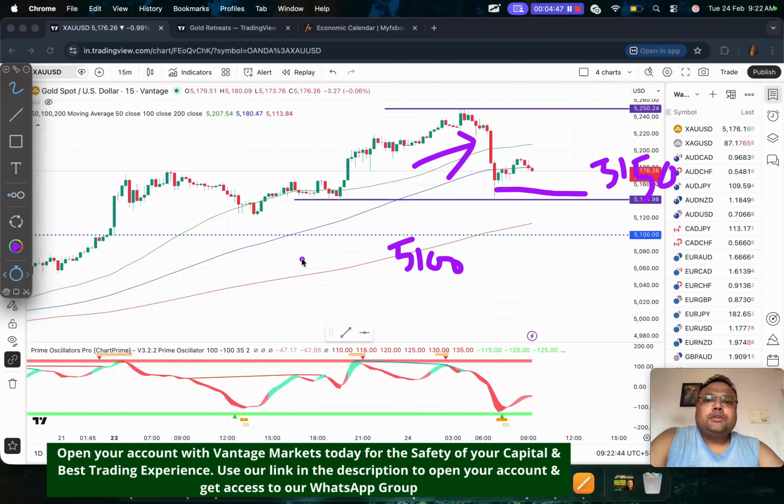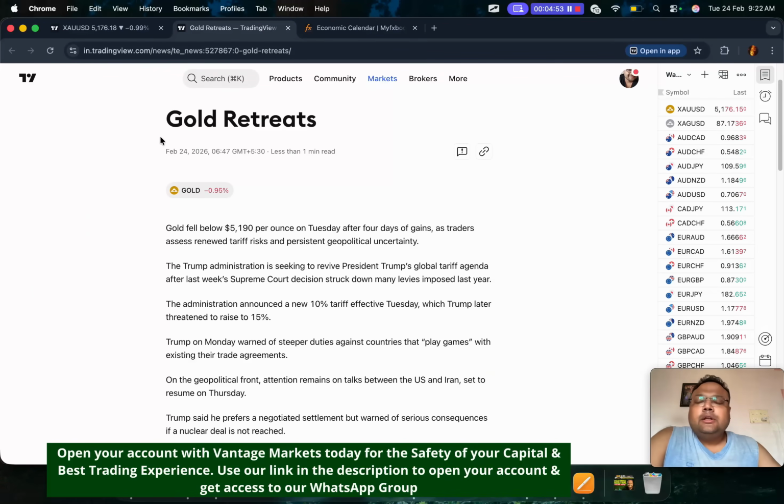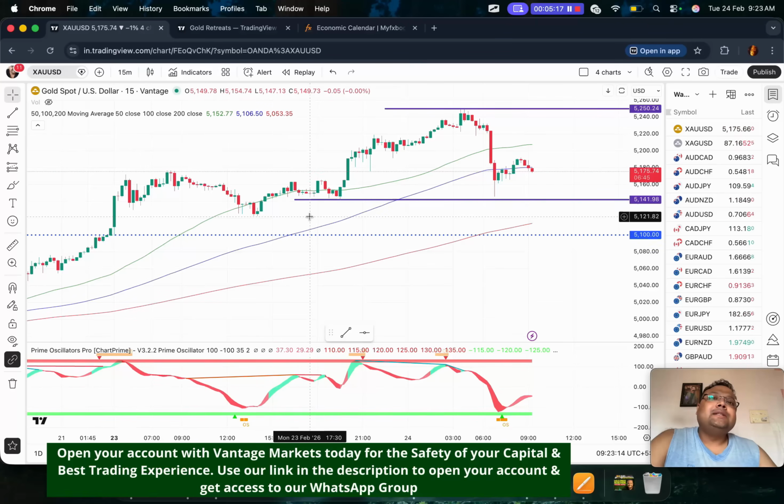So let's wait and watch how the market reacts, because if we look at the market sentiment now, you can see gold retraced. Gold fell below 5190 per ounce on Tuesday after 4 days of gains, as traders assess renewed tariff risk and persistent geopolitical uncertainty. The Trump administration is seeking to revive President Trump's global tariff agenda after last week's Supreme Court decision struck down many levies imposed last year. So overall, the market is in uncertainty right now.